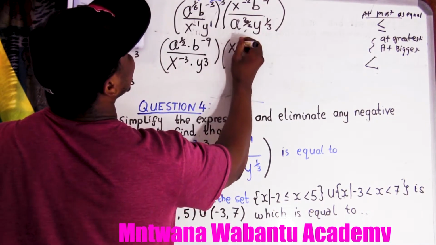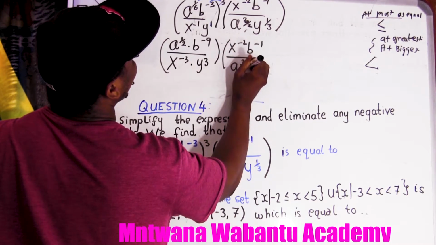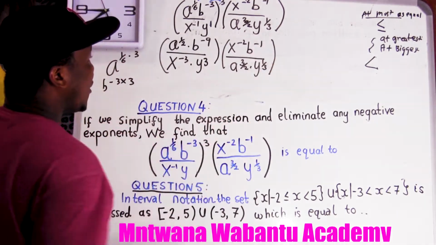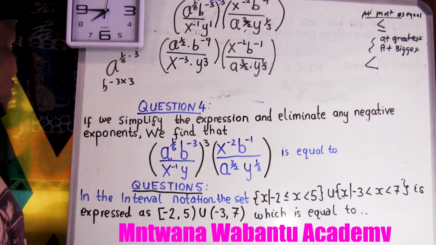So write it exactly. -2, B, -1, and this is going to be A, 3/2, and this is going to be Y, 1/3. So now we go to the law of exponential.